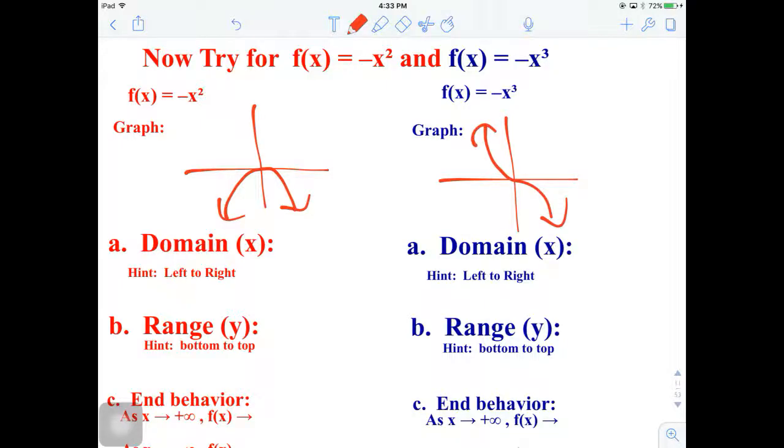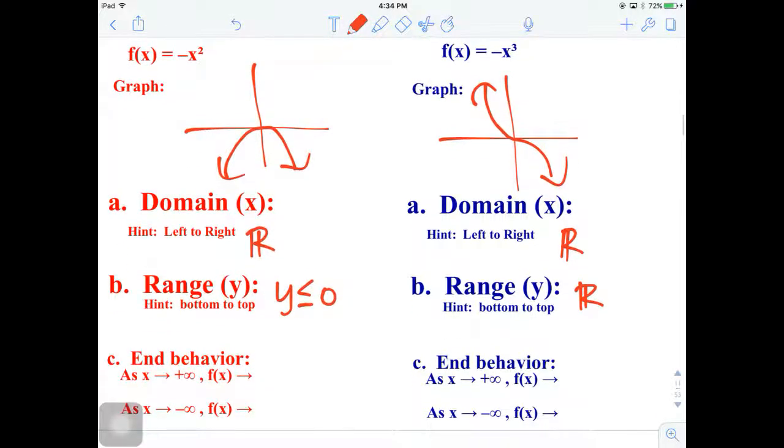And the domain is going to be all reals for the square, and then same thing for the cube. So the range is the one that's going to be different. Remember, instead of above 0, it's going to be less than or equal to 0. And the range for the negative cube does not change. It stays the same. End behavior for this one is going to be, again, negative infinity and negative infinity.